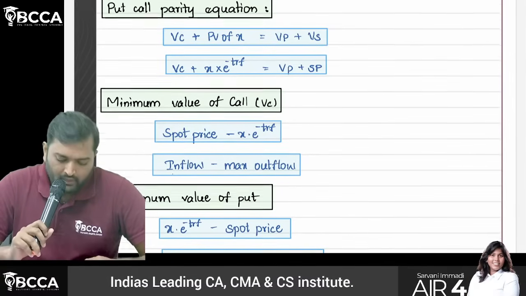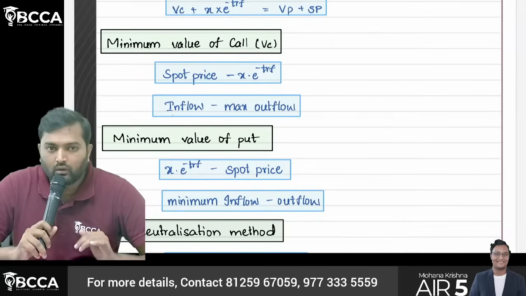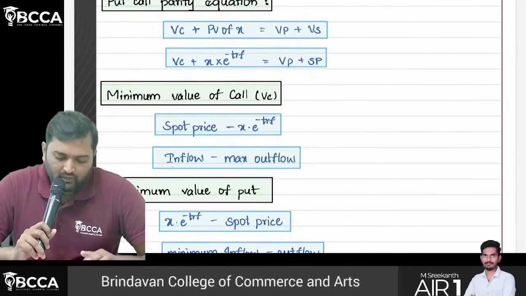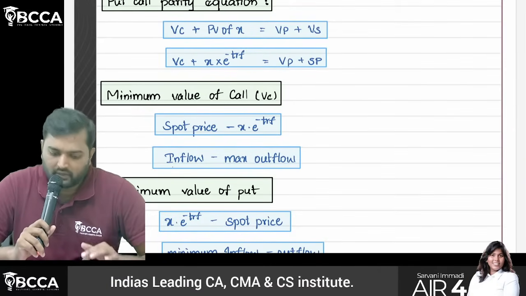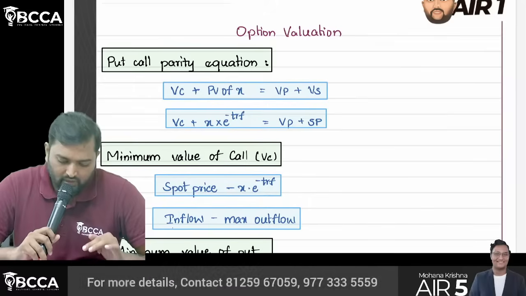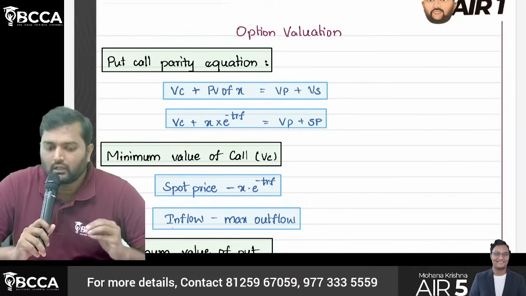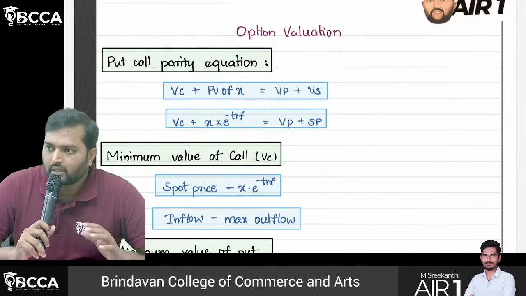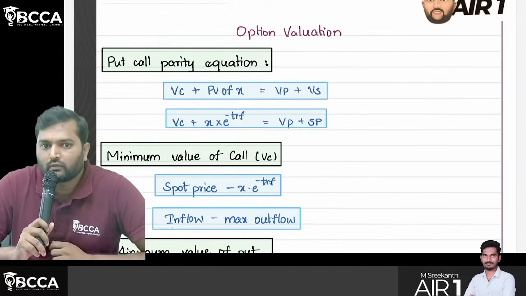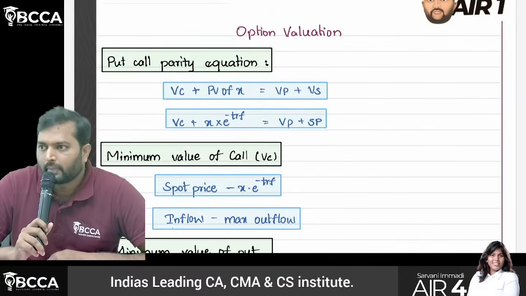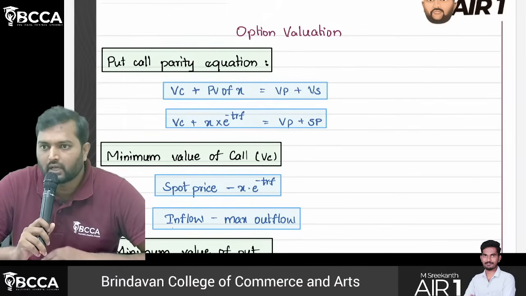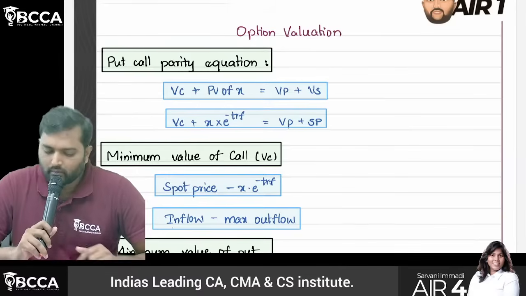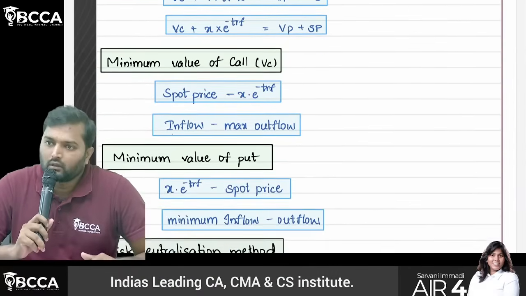Okay. Next, minimum value of a call. These are less important from examination point of view. Put call parity equation, they might ask as an MCQ, multiple choice question. They might give value of a call, X strike price, and spot price, and ask you to find out the value of a put. So there are 4 components in this equation. They will give 3 variables and ask you to find out the 4th variable.